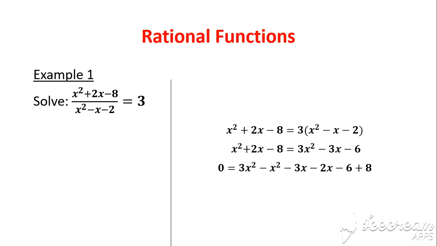So we'll just simplify the right-hand side a bit. 3x squared minus x squared leaves us with 2x squared. The minus 3x minus 2x gives us negative 5x, and the minus 6 plus 8 gives us positive 2. So we write the quadratic equation down as 2x squared minus 5x plus 2 is equal to 0.